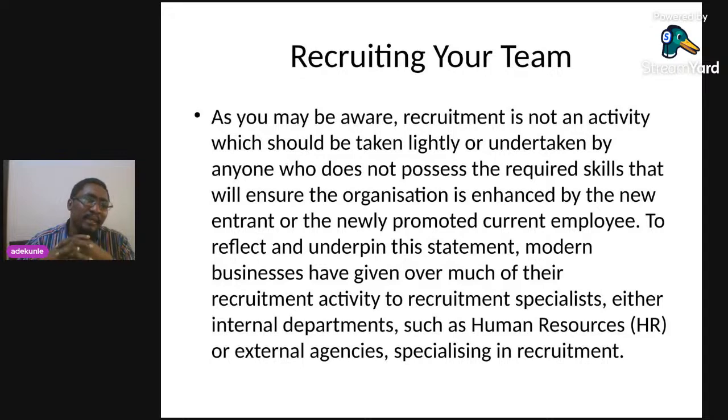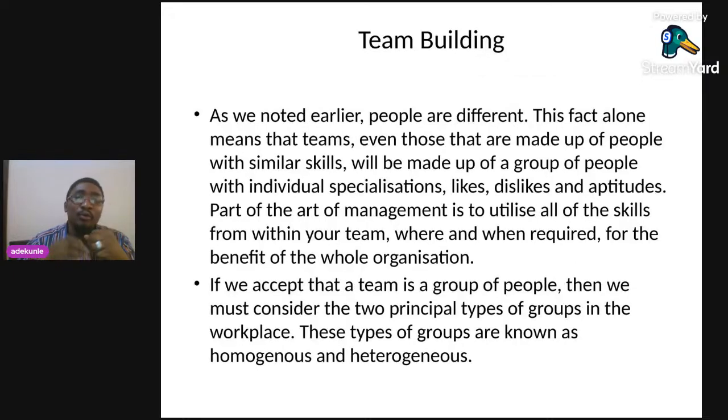Understanding human ability to understand the person you're dealing with, you can actually contact an HR specialist to help you recruit the right person for your organization, because sometimes these are specific work that can be done by a private individual when you're recruiting your team. All right. And here we talk about team building.